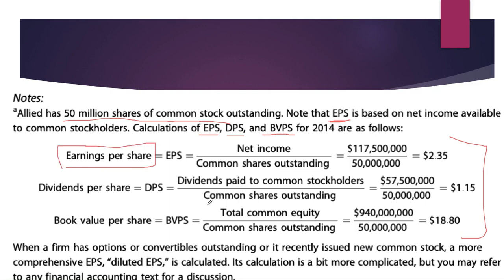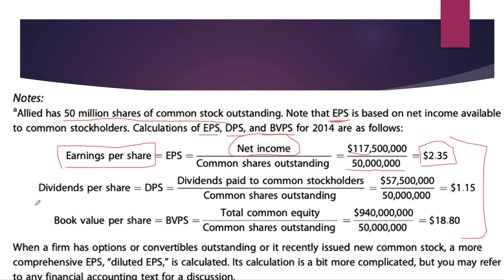For this example, we have the net income of the company, which is 117.5, in millions of USD. So we have 117.5 million US dollars as the net income, divided by 50 million shares. This gives us 2.35 as the earnings per share.